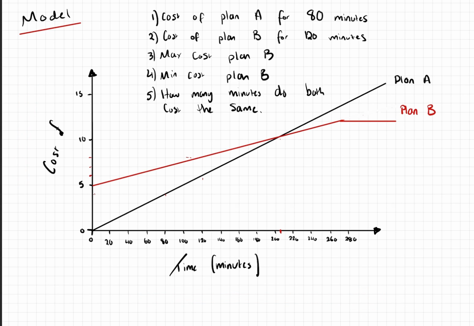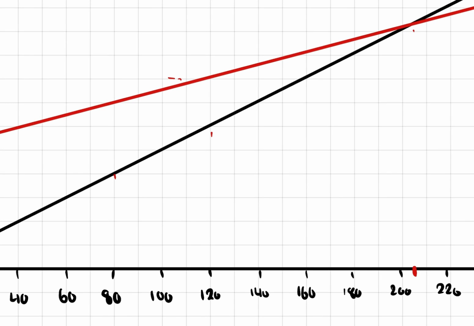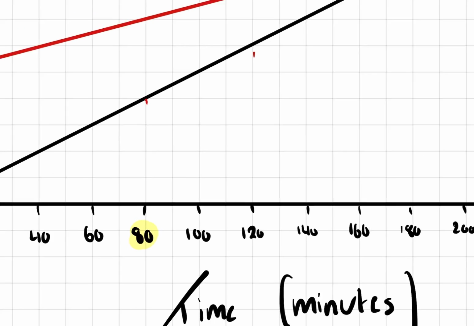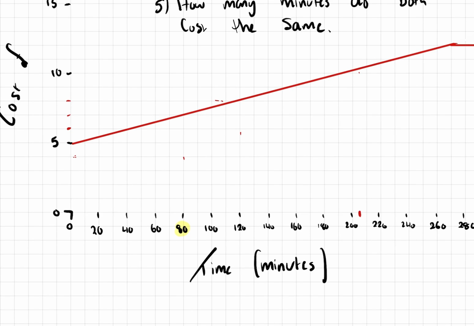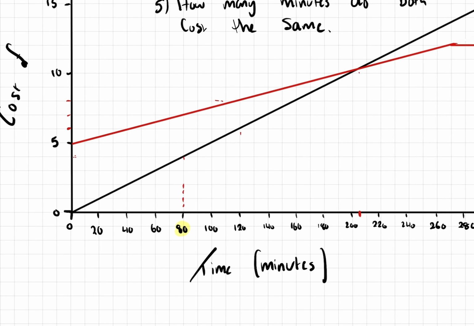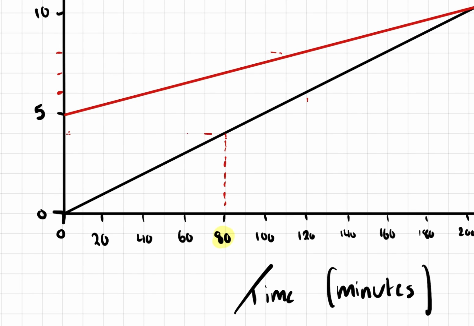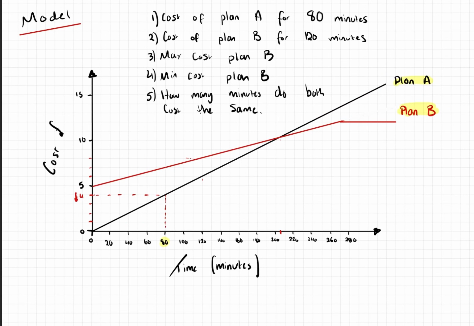What's the cost of plan A? Well, plan A is our black line, and plan B is our red line. So the first question is asking, what's the cost of plan A for 80 minutes? Well, you've got to go on our graph and find what 80 minutes is, and it's here. Plan A is the black line, so we're going to go up until we hit the line here. And then once we hit the line, we're going to come into the y-axis to find our cost. And there we are. These go up as 1, 2, 3, and 4. So that cost there is £4.